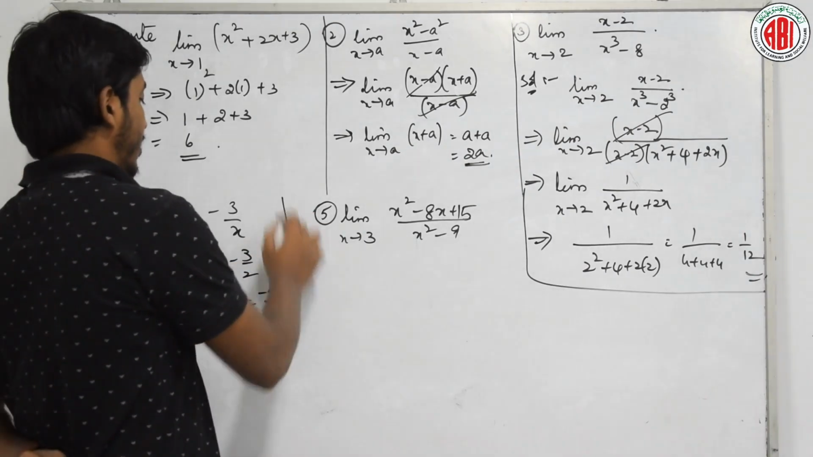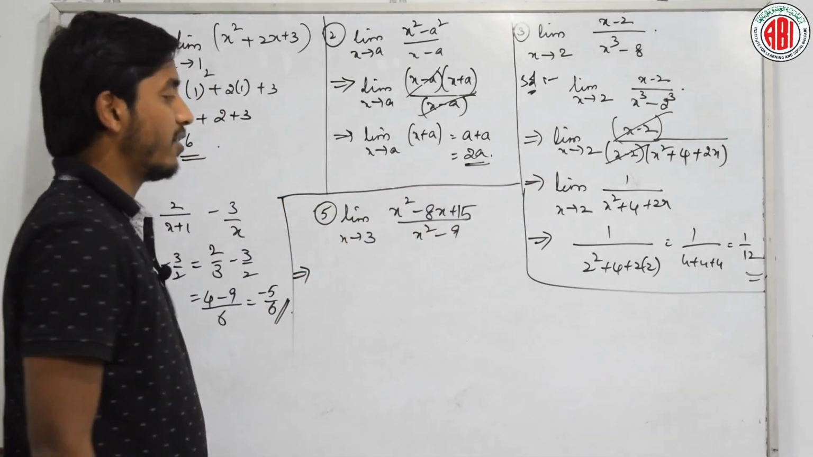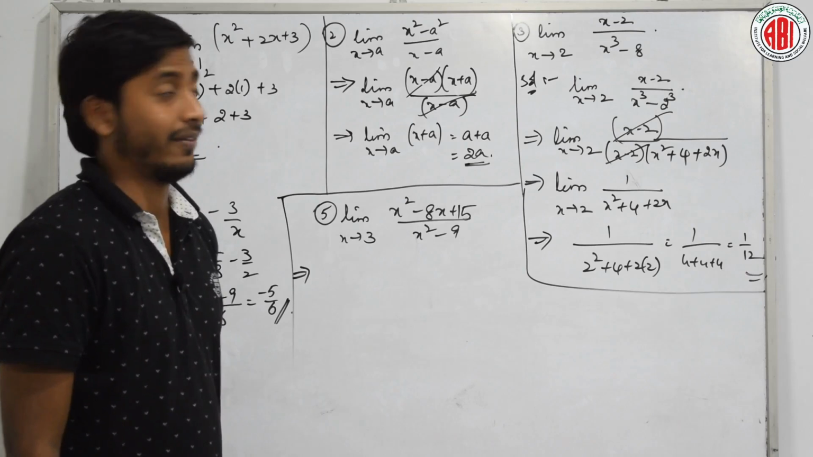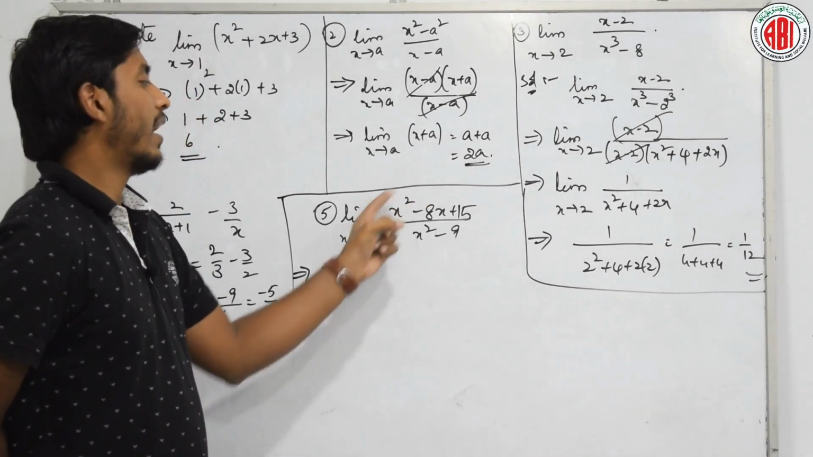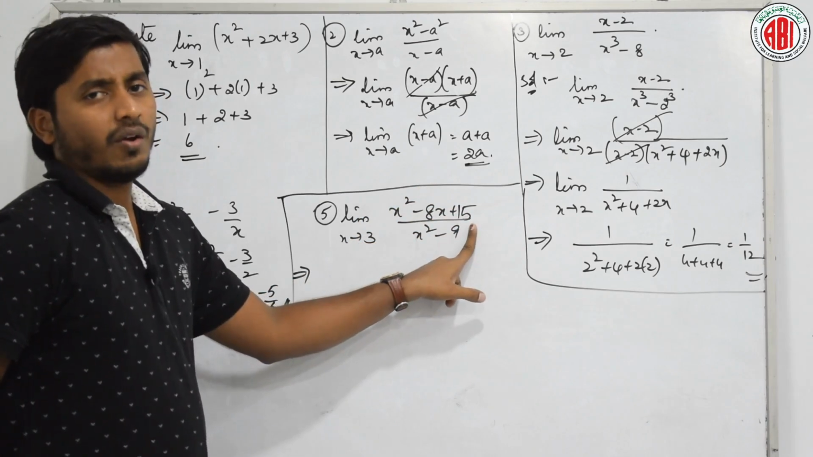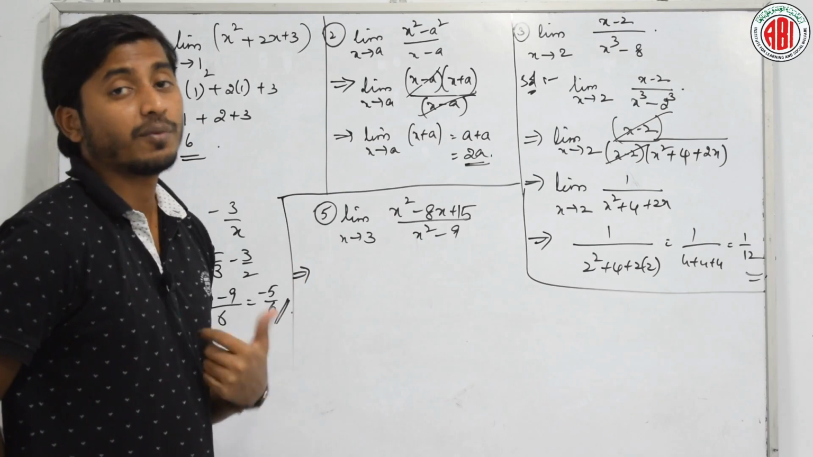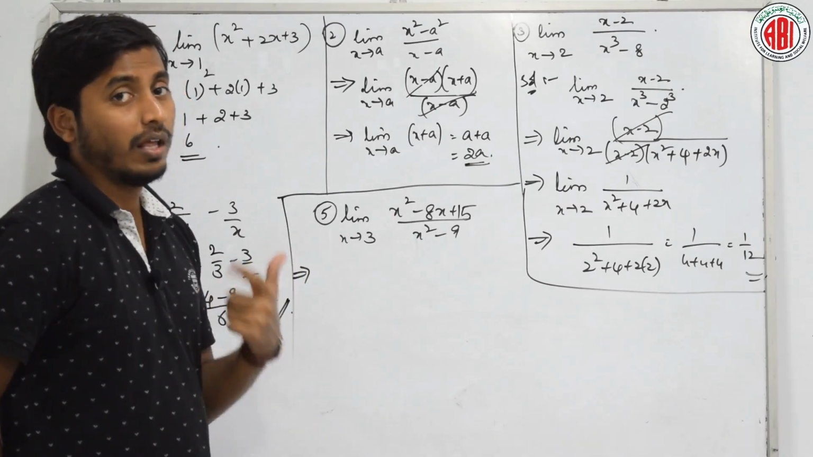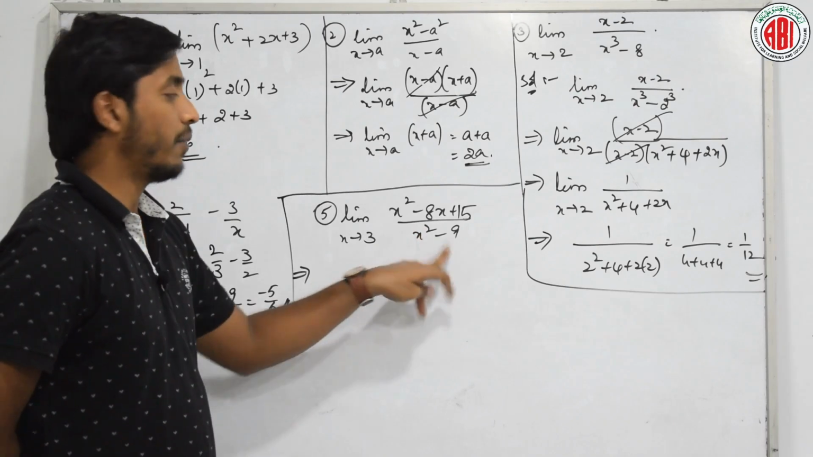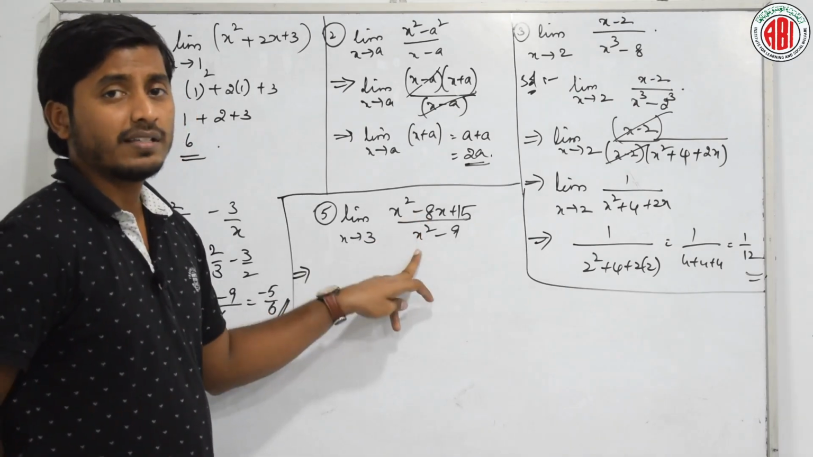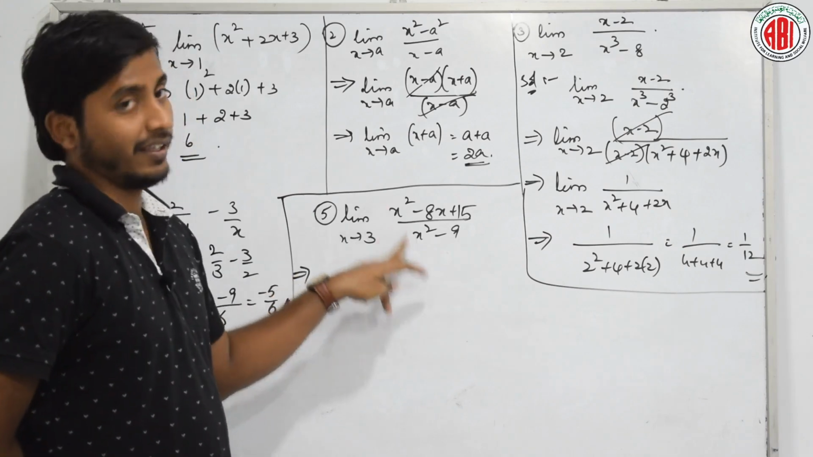Let us move on to the next question. Just tell me, if I substitute the value of 3 here, what happens? Here 3 square is 9, 9 plus 15, that is 24. Substitute the value of 3 here, 8 3s are 24, 24 minus 24, the numerator is becoming 0. Let us check the denominator: 3 square is 9, 9 minus 9, again 0. 0 by 0, which is an indeterminate form. Therefore, we have to simplify this.